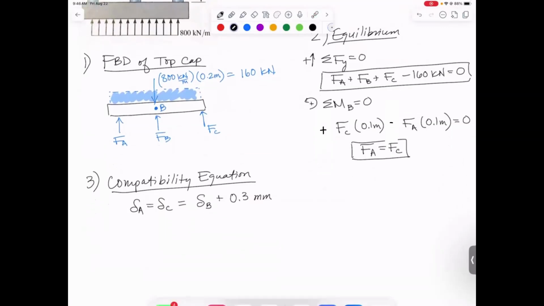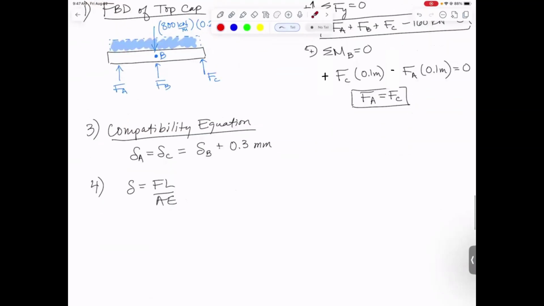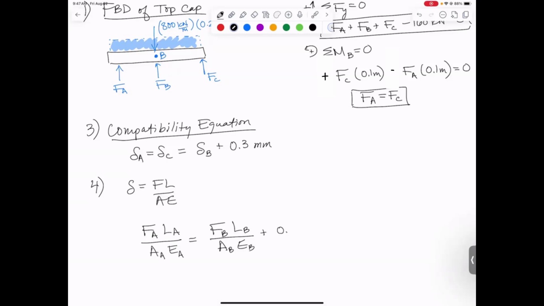We can't leave it like that. Our next step is going to be to use our delta equals FL over AE equation in here. So my compatibility equation then is going to become force in A times the length of A over the area of A times the modulus of A has got to equal the force at B, length of B over area at B, modulus of B, plus 0.3 millimeters.